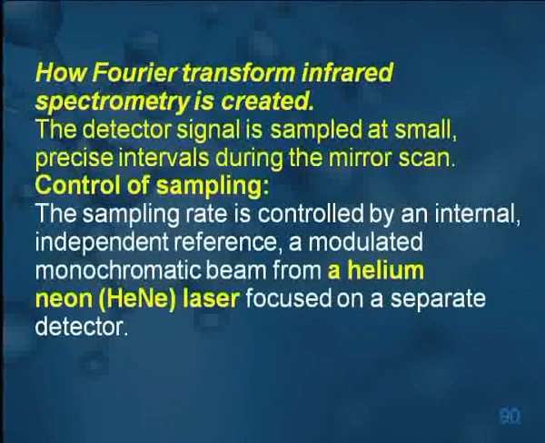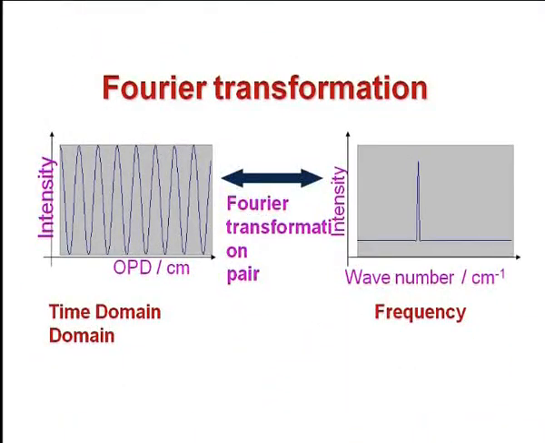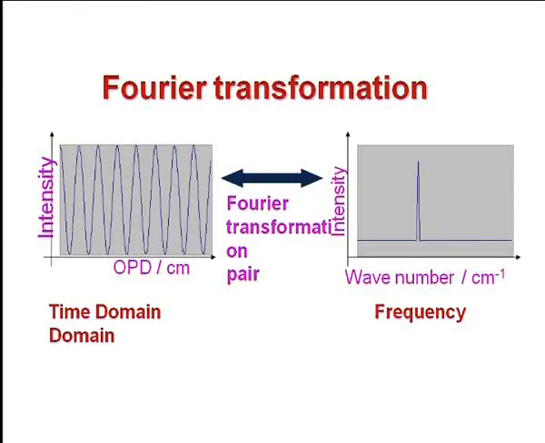The detector signal is sampled at small, precise intervals during the mirror scan, and the sampling rate is controlled by an internal independent reference, a modulated monochromatic beam from a helium neon laser focused on a separate detector. So this is the Fourier transformation. We have the time domain, which is converted into the frequency domain, which is the wave number. So intensity versus optical path difference is converted into intensity versus wave number by using the Fourier transformation.